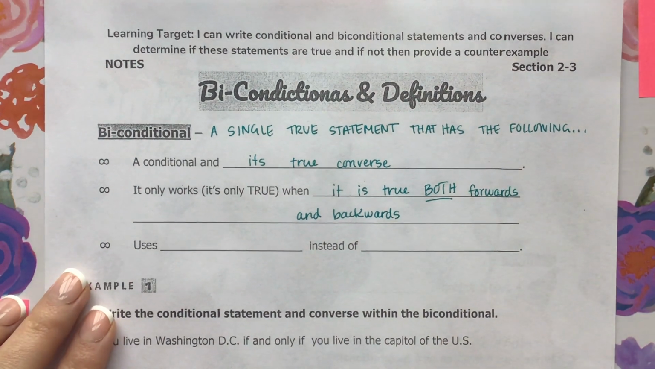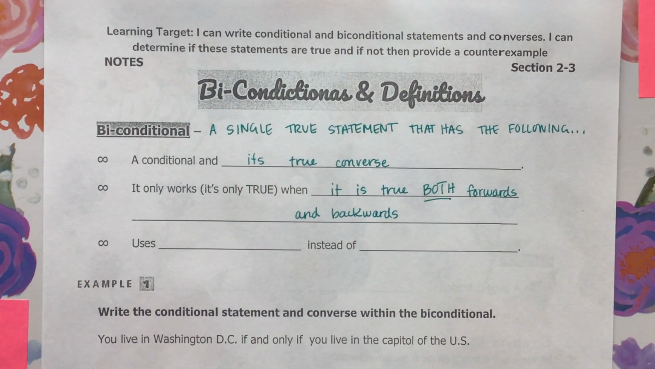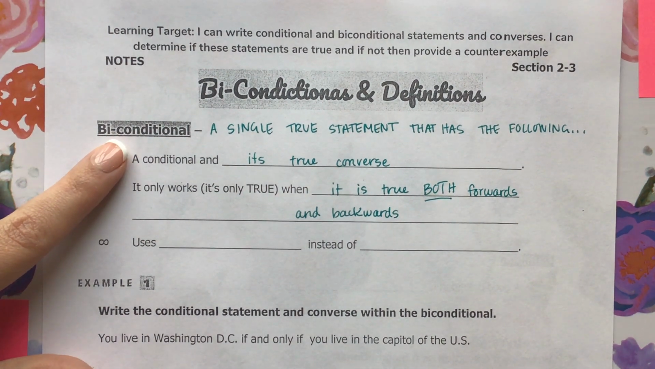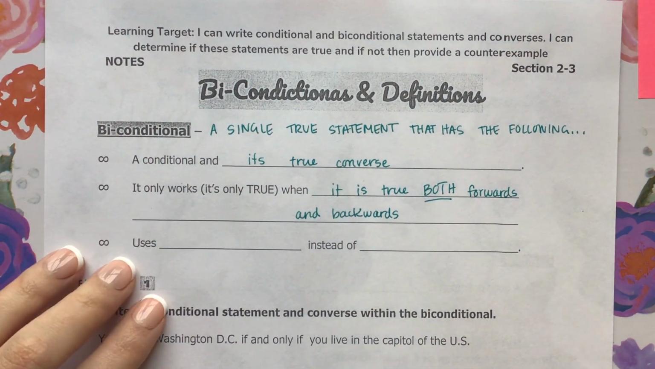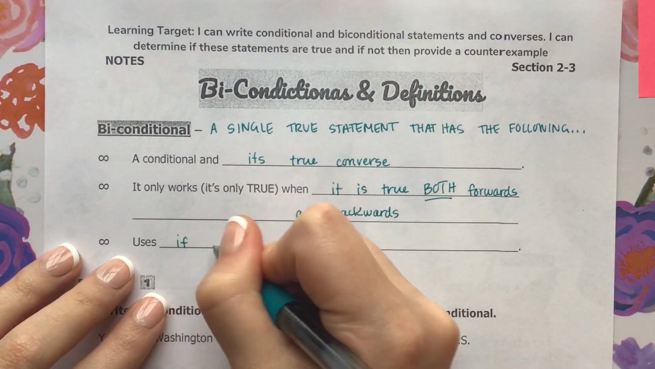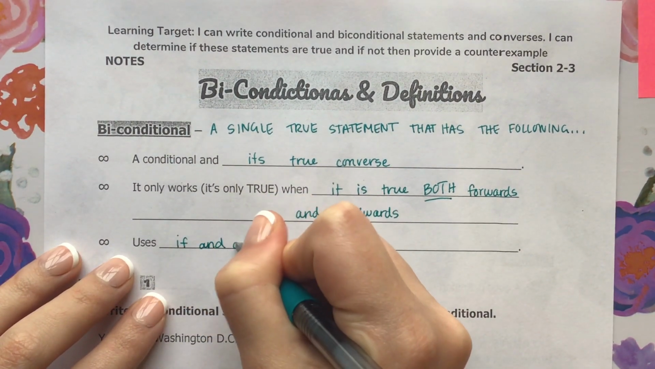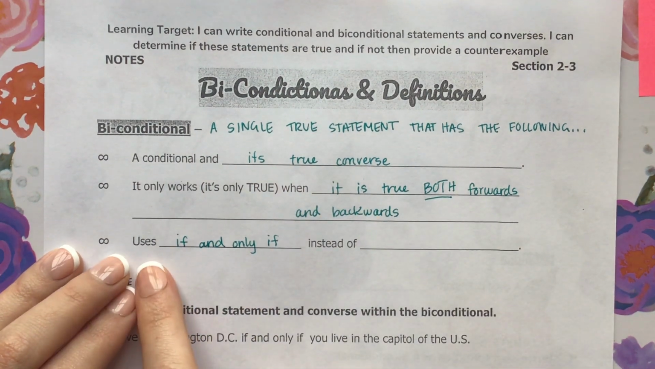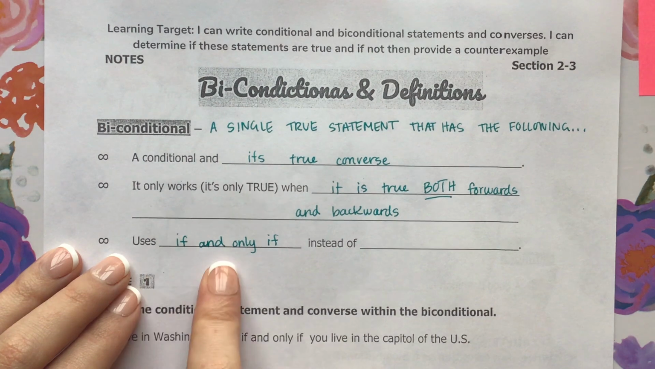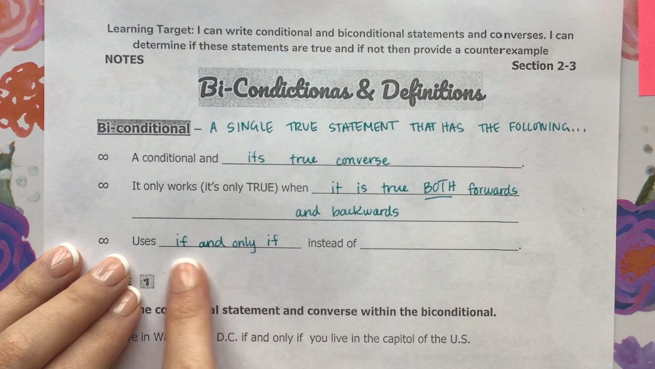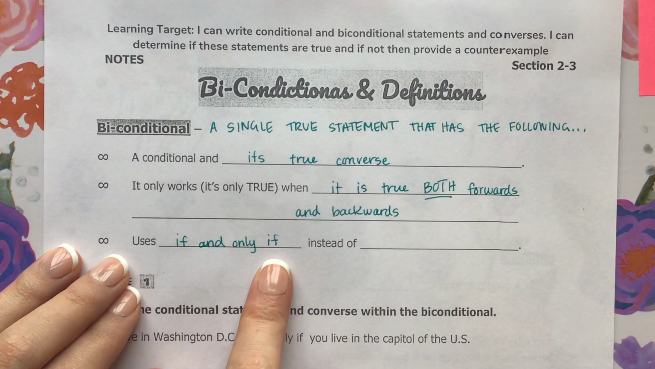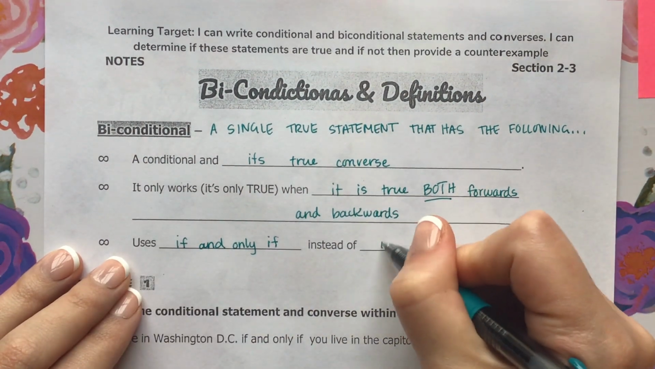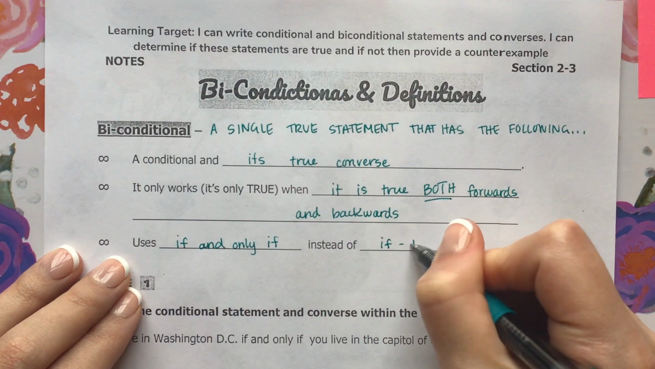Okay, now just like a conditional uses if-then, a biconditional is going to use a specific phrase as well. And it is going to use if and only if. So for example, I am happy if and only if I am smiling. That is how we would use that if and only if phrase. And so we're using if and only if in a biconditional instead of if-then.